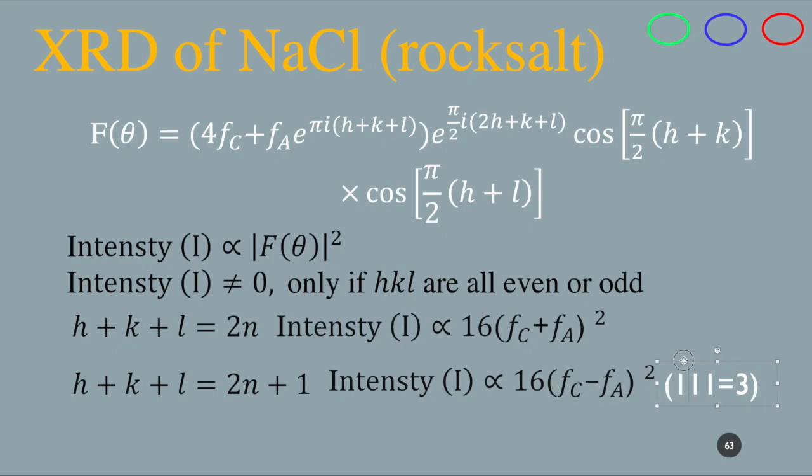So if you have this plane and this plane, 200, which is like 2, so the 200 plane falls in this category, red. Okay, so this intensity is more than the intensity when H plus K plus L is 2N plus 1, because intensity is proportional to 16, the structure factor of C plus the structure factor of A, slightly higher in this case. So this is the additional information that we obtain when we use the mixed salt.